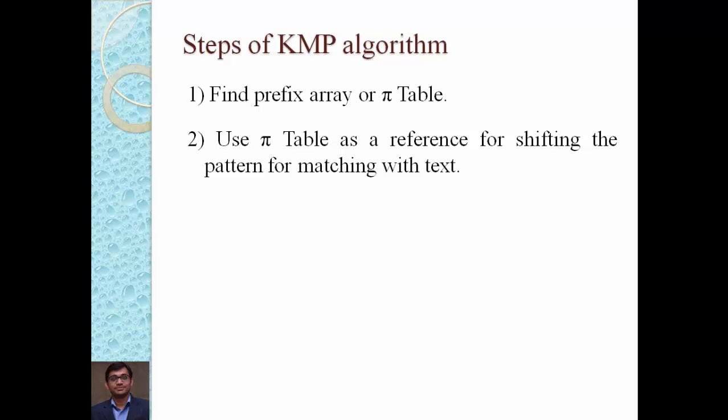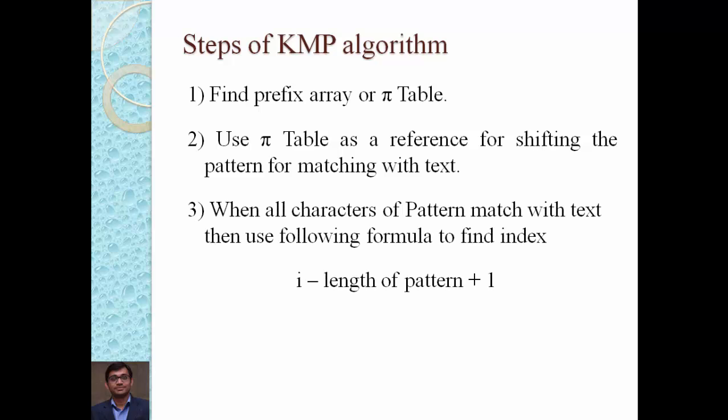Step number 2, use pi table as a reference for shifting the pattern for matching with the text. When we compare our pattern with the text, then we need to start from location number 0, or we can say the 0th index. And as per the naive method, we are just shifting our pattern by 1. But here we are not shifting every time by 1, we have to use the pi table as a reference to shift the pattern to match the characters with the text.